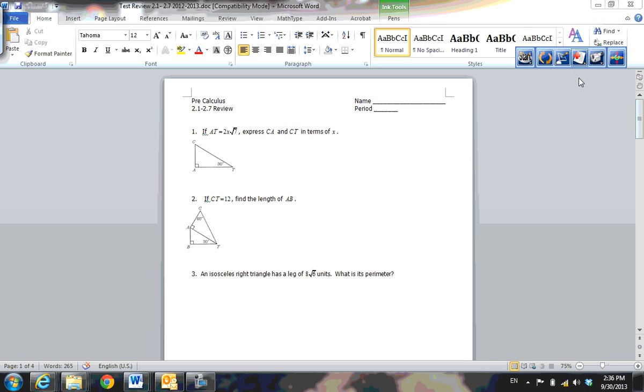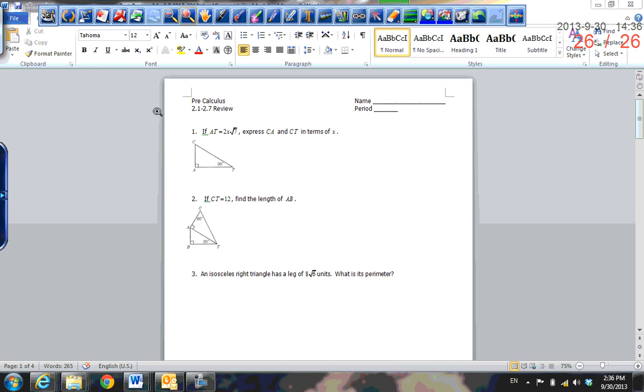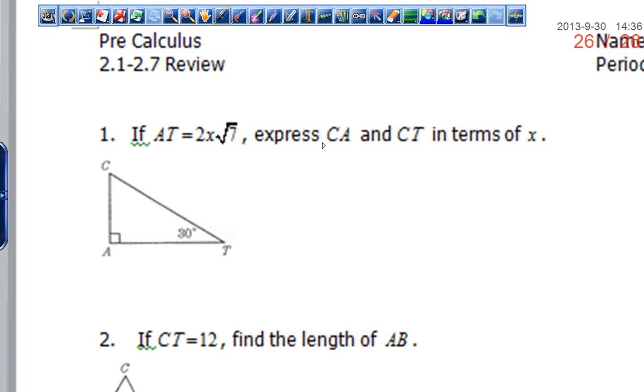All right, I'm doing the whole thing. What type of triangle do we have? We have a 30, 60, 90.